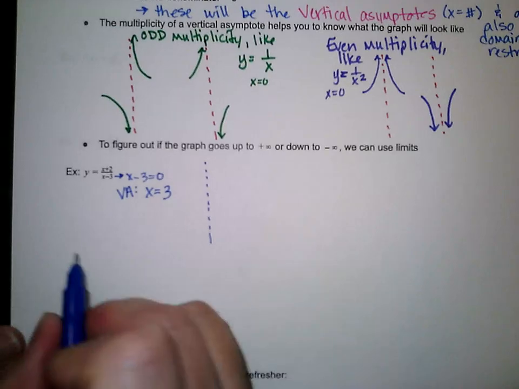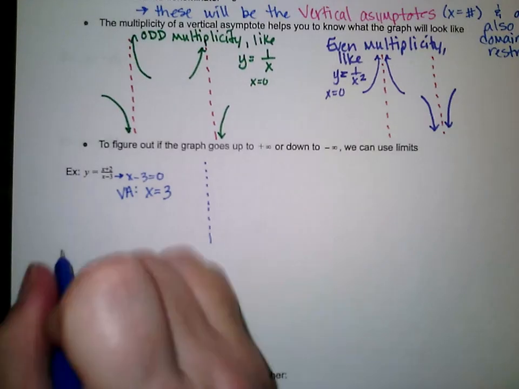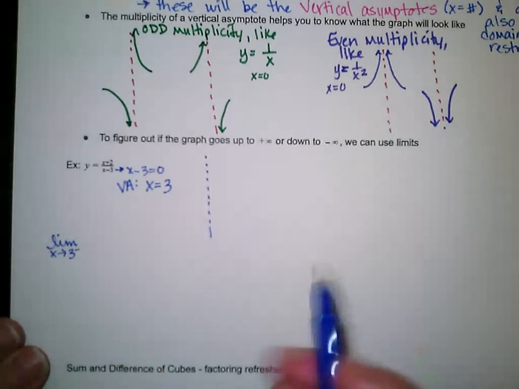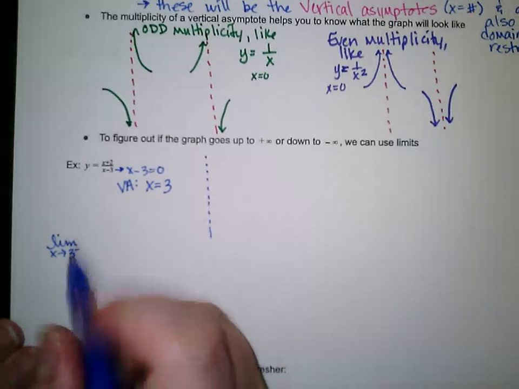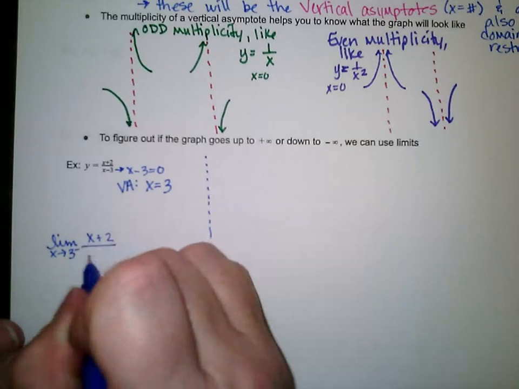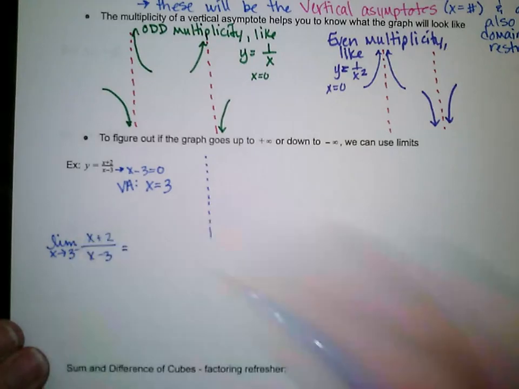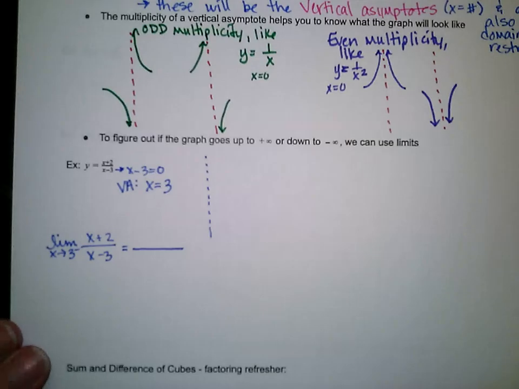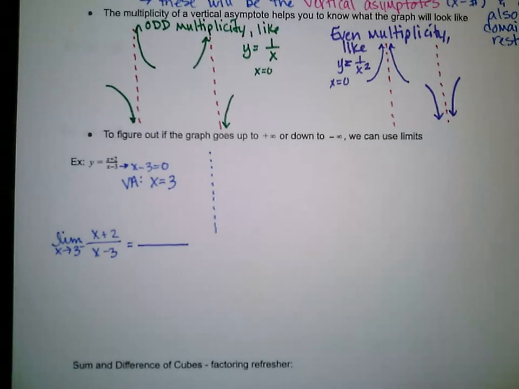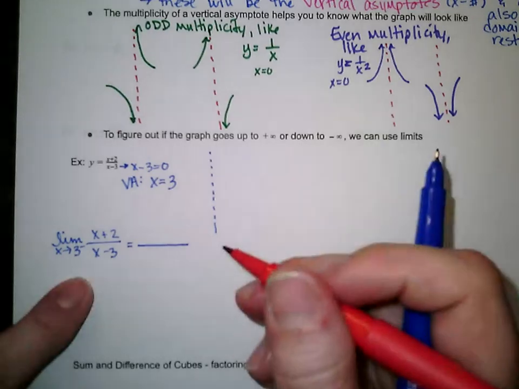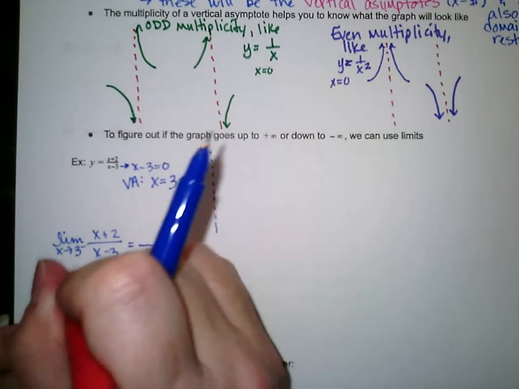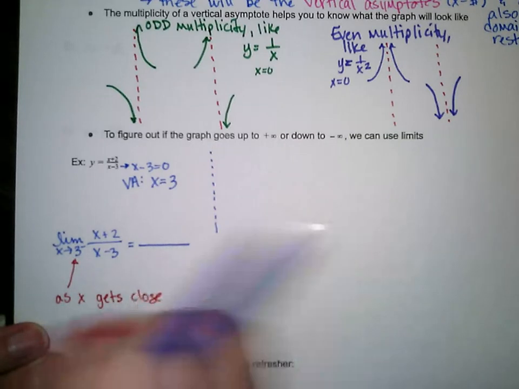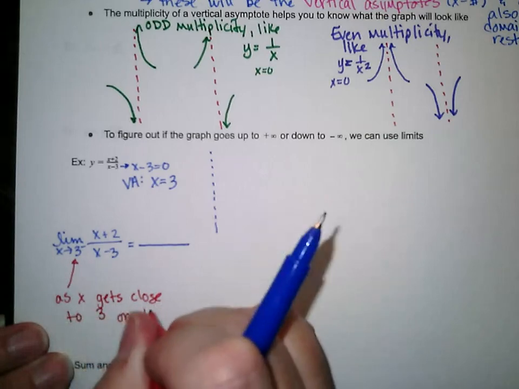So what we're going to do on the left-hand side of 3 is say the limit as x approaches 3 with a little negative sign up there. That means we're going towards 3 from the left-hand side of our function (x plus 2) over (x minus 3) equals, and I'm going to show you how to calculate that. So we're going to pick a number that's just a little bit on the left-hand side of 3, like maybe 2.99. So this right here means as x gets close to 3 on the left side.